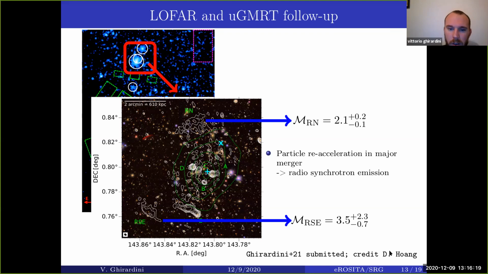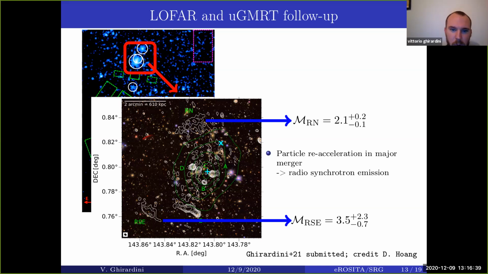Thanks to Dewey Hong for doing the radio observation and radio analysis. And other than a radio halo, we also detected 2 radio relics, one located in the north of this system. You see here a zoom in of this region where you see the optical image and the radio contours. And in the south, you also have another radio relic.